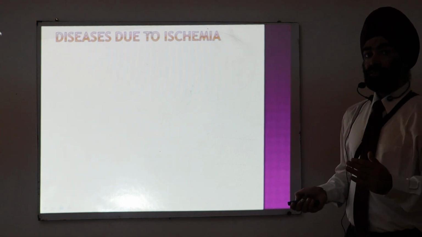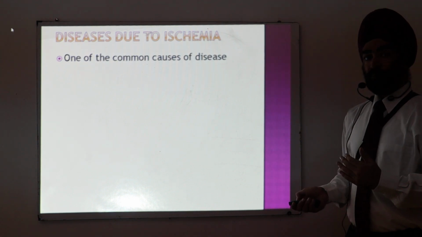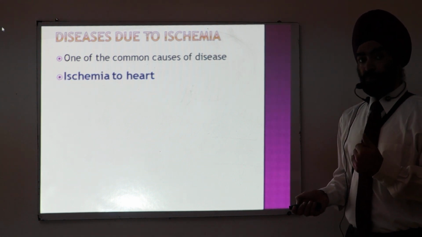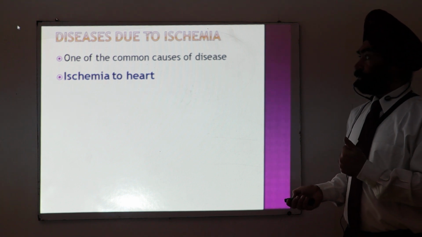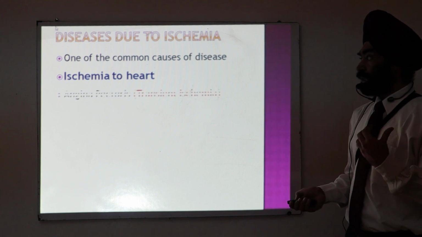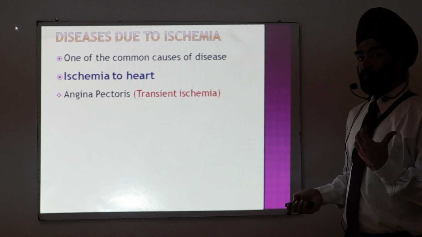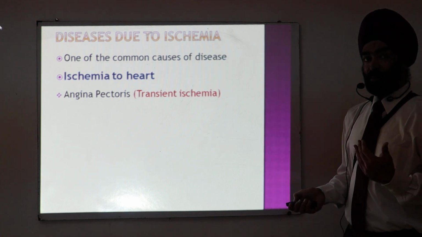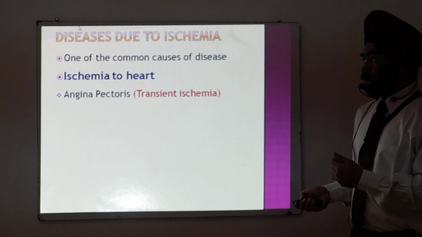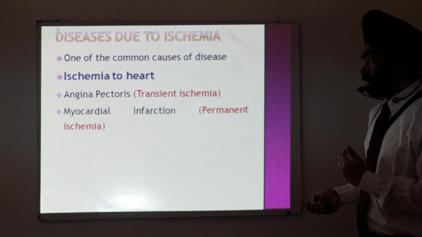Now I am going to discuss what kind of diseases can be there due to ischemia. You have to remember that ischemia is one of the most common causes of disease, a very important cause. The most important site of ischemia in our body is the heart, when blood is not going to the heart. It is manifested in the form of a disease called angina pectoris, which is a transient ischemia. Transient means there is ischemia, but only for a very short period of time. We will discuss all the diseases one by one; here I am just giving the examples.